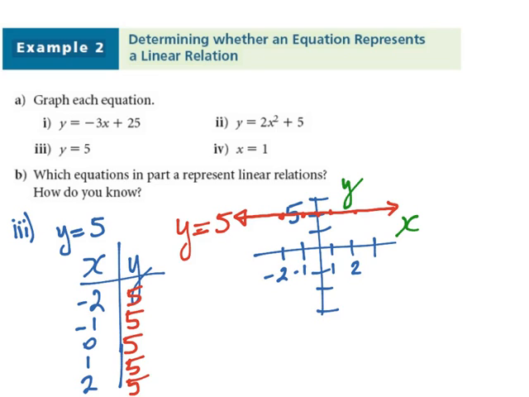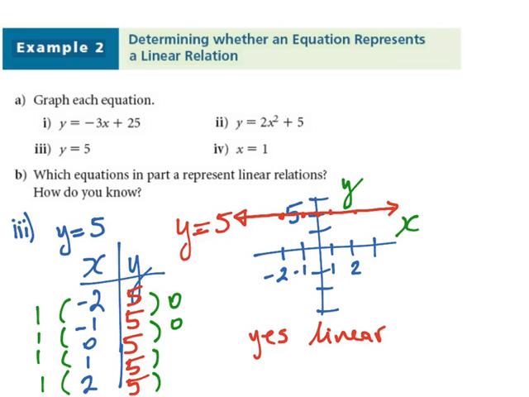Is this a linear relation? And the answer is yes. It is a linear relation, because it makes a straight line. Also, if you look at the table, we notice that the x values always increase by 1, and the y values are not changed. That means they change by 0. Because of this fact, it's always constant. Even though it's 0, it's still a line. It is a linear relation.